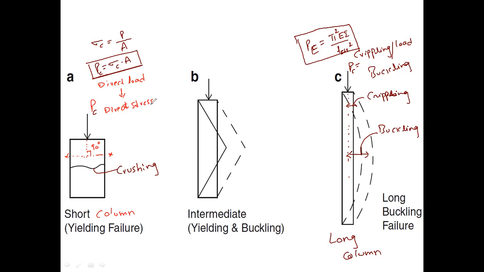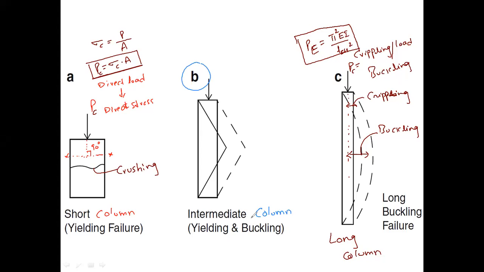First please tell me, everyone, have you understood this A and C? A is nothing but direct load or direct stress where your short columns will undergo crushing. C is nothing but long columns which undergo buckling or crippling. So that load we calculated with the help of Euler's formula. And then what is this B? What is this middle one? This is called an intermediate column.